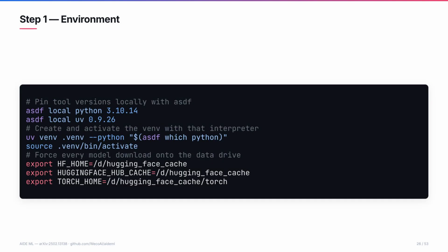Step 1. The environment. We pin Python 3.10 locally with asdf, then create a virtual environment using that exact interpreter. Never the system Python, and never conda. We also export the Hugging Face cache variables up front, so that any model a generated script decides to download lands on the data drive instead of filling up the system disk.